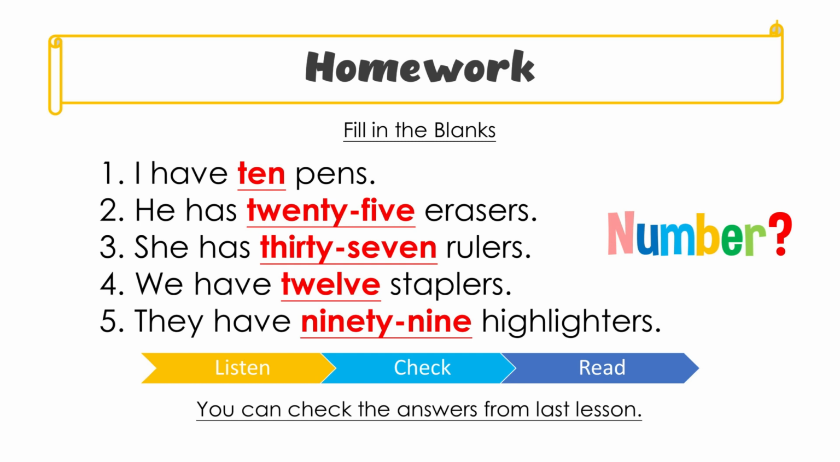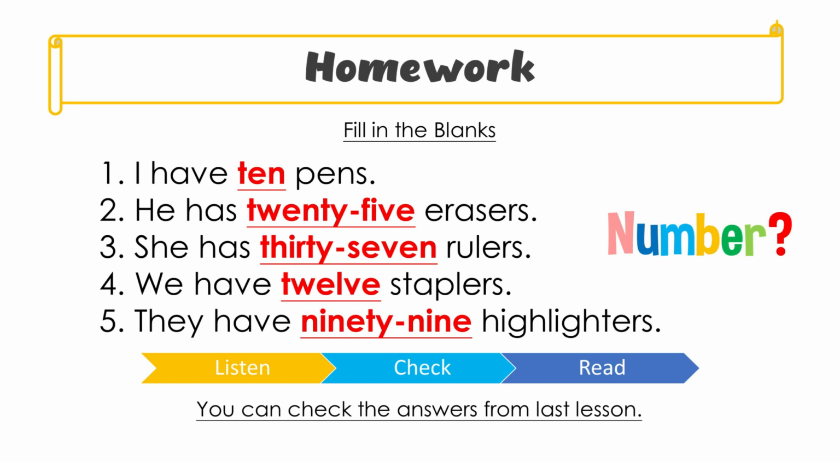Number 1, I have 10 pens. 10. Number 2, he has 25 erasers. 25. 3, she has 37 rulers. 37. 4, we have 12 staplers. 12. 5, they have 99 highlighters. 99. Did you do well?